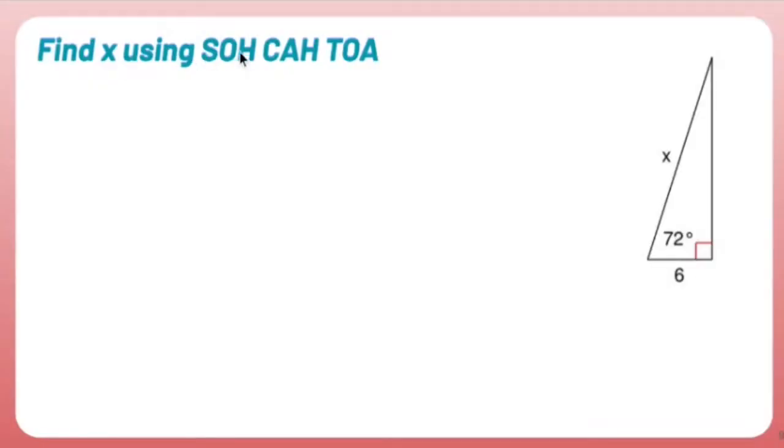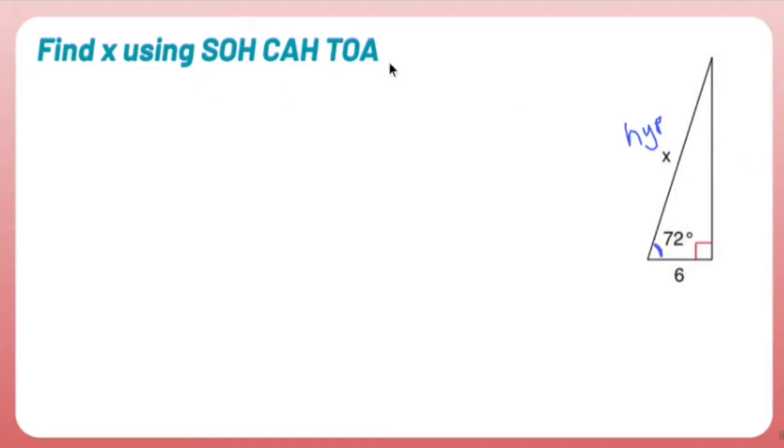Find x using SOH CAH TOA. All right, I have a right triangle. I have x, which represents what looks to be a hypotenuse, so I'll label you hypotenuse. I have an angle right here, and I have a side, but that's all the information I have. So it's not like I'm given another side I can do Pythagorean theorem. I have the angle, I have two sides, and that's it.